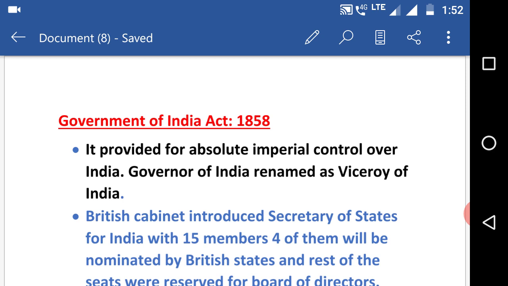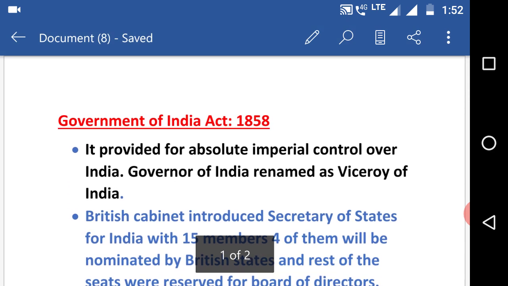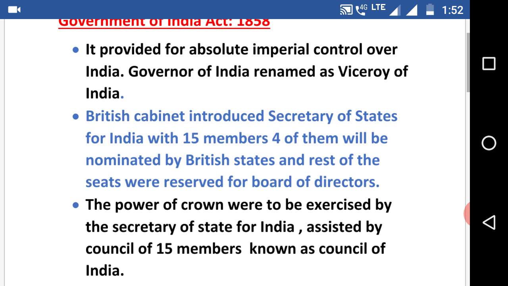It provided for absolute imperial control over India. The Governor of India was renamed as Viceroy of India. The British Cabinet introduced the Secretary of State for India with 15 members. Four of them were to be nominated by the British State, and the rest of the seats were reserved for the Board of Directors.